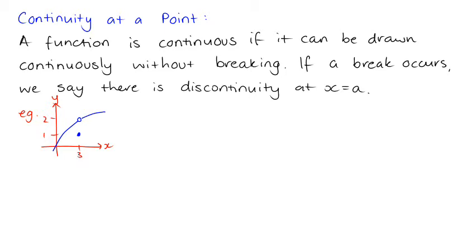Okay, so we say a function is continuous if 3 conditions are met.